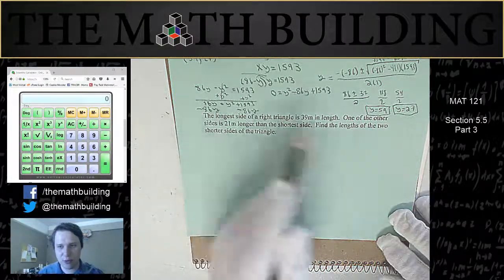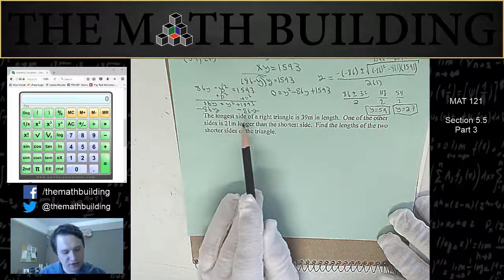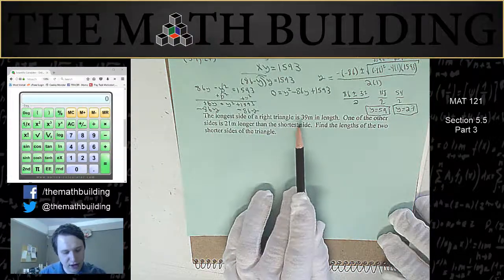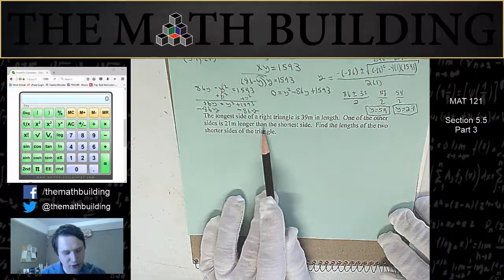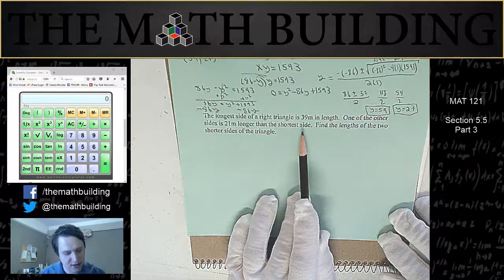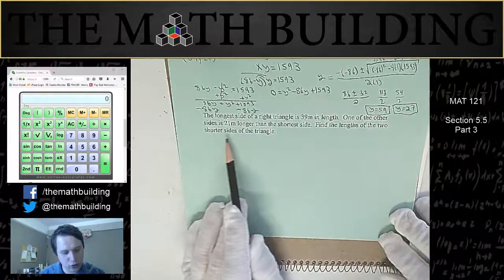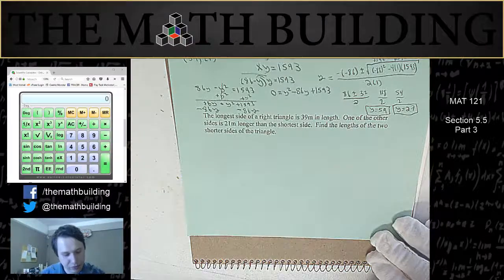Let's wrap this section up with this last question. The longest side of a right triangle is 39 meters in length. One of the other sides is 21 meters longer than the shortest side. Find the lengths of the two shorter sides of the triangle.